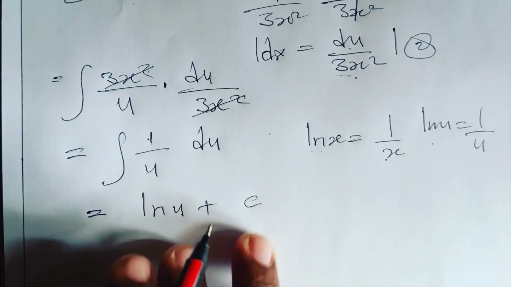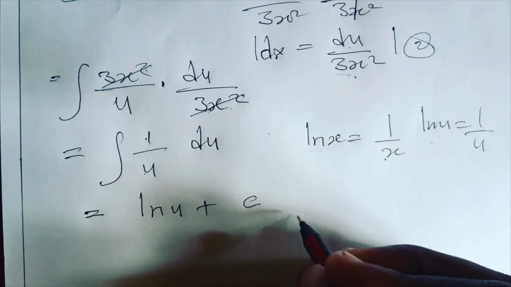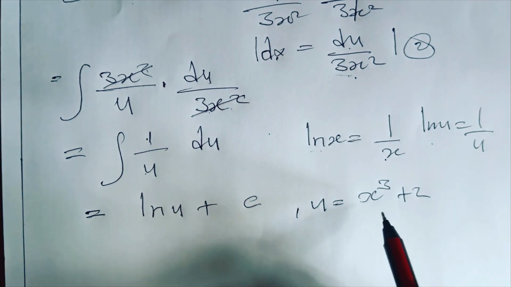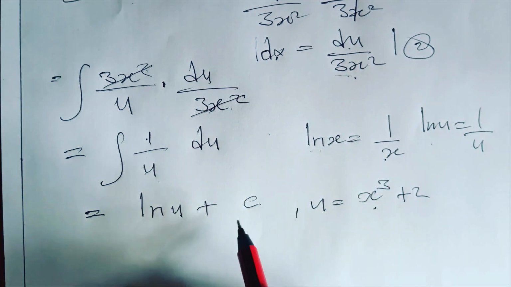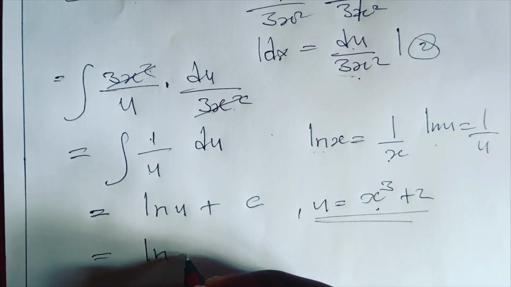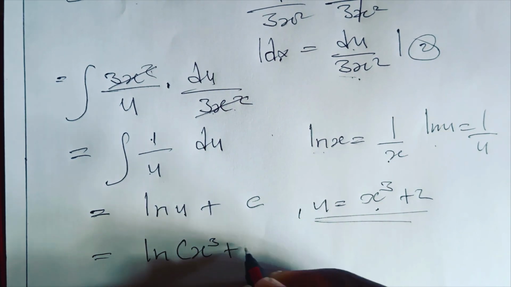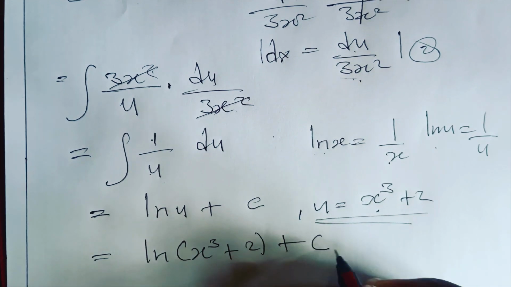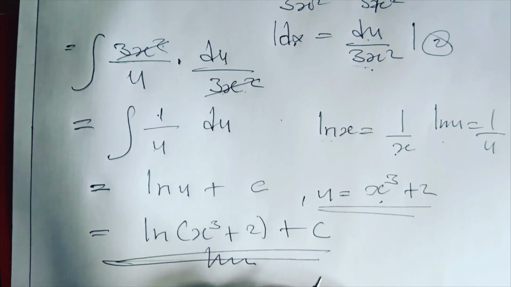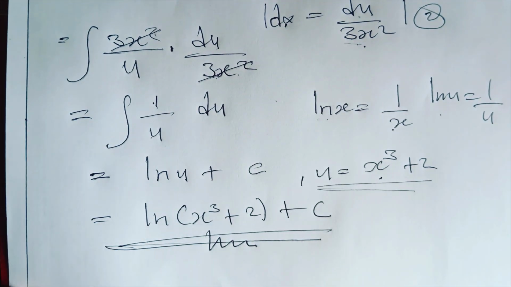Now remember where we are coming from. We said that u is equal to x cubed plus 2, meaning we can substitute it back where there is u, and you're going to have ln of x cubed plus 2, then plus c. That's how you integrate with u substitution.